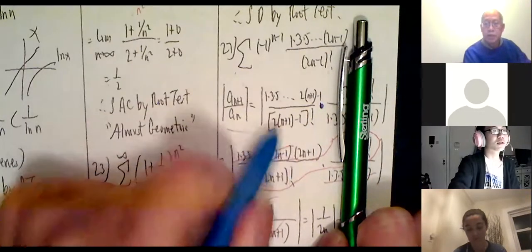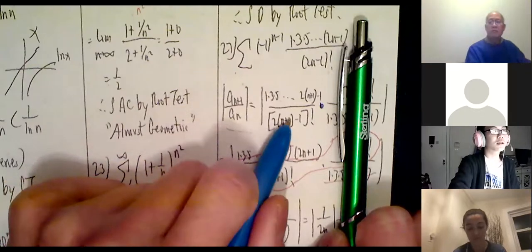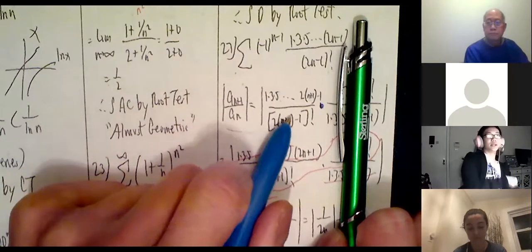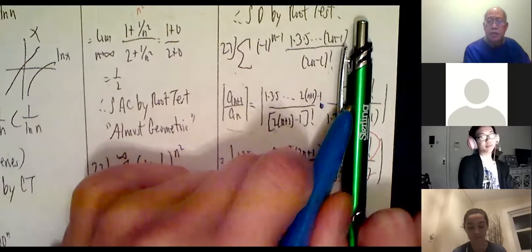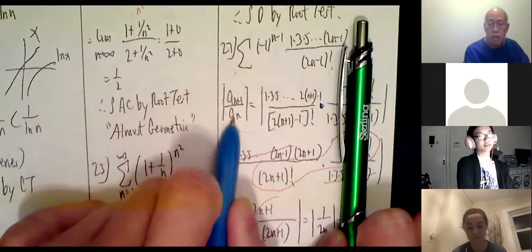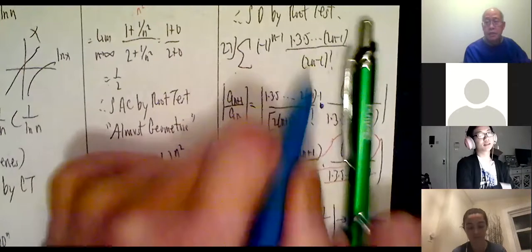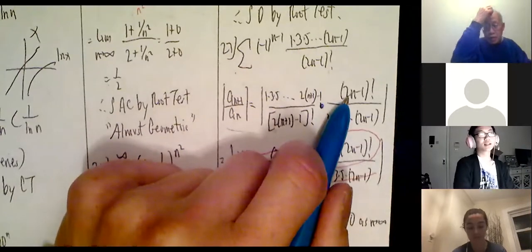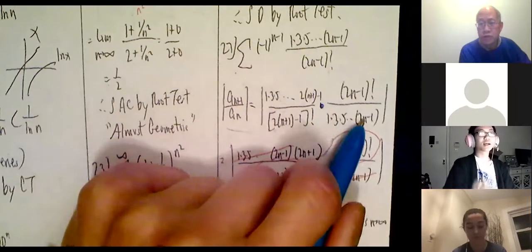That's a dot there for multiplication. That's not a factorial. Sorry. 2 parentheses, n plus 1 minus 1. The second fraction, you're dividing by the original, which means flip this. So the factorial is on the top, the bottom is 1, 3, 5, and so on.